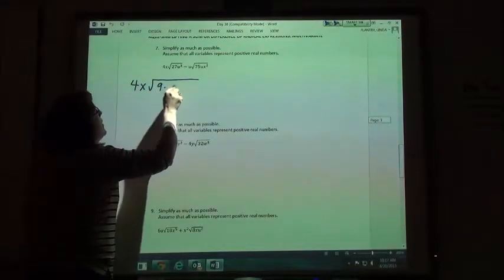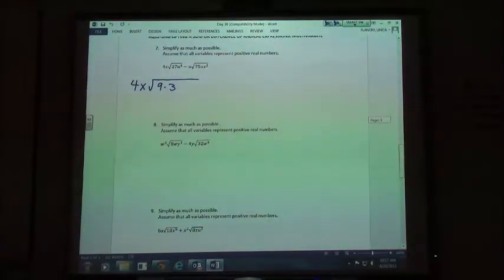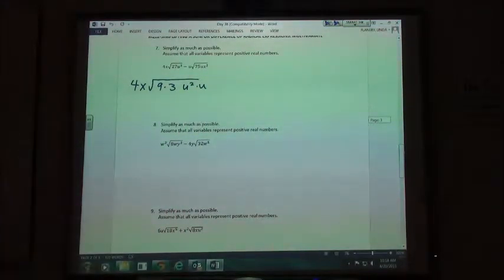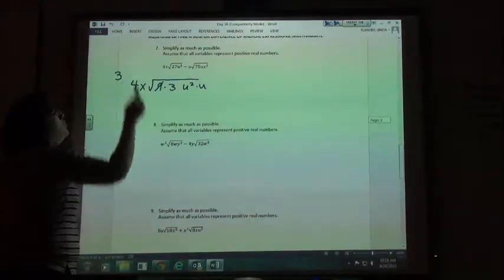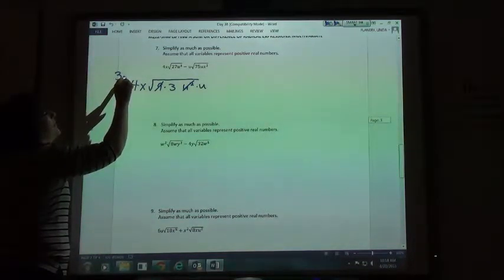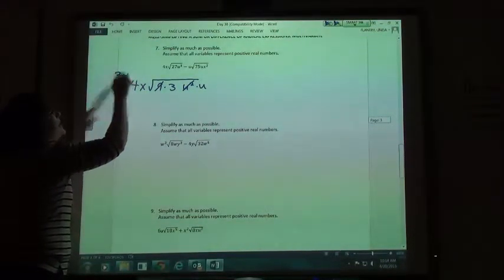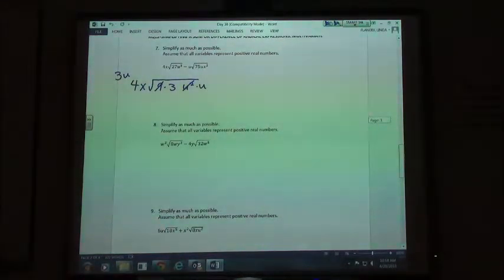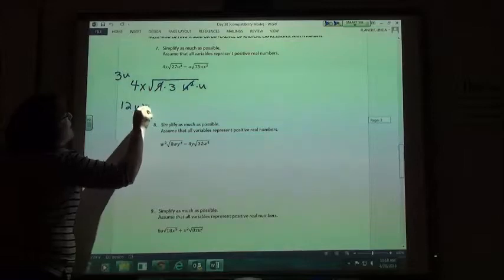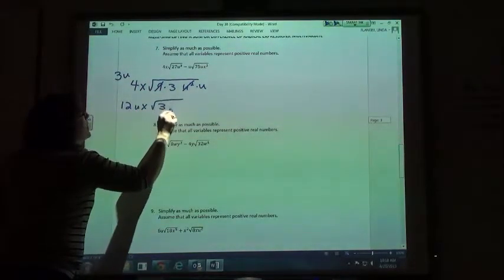9 times 3. U cubed has an odd exponent, so I'm also going to factor that. U squared times u. Now I'm going to take out my perfect squares. So, square root of 9 is 3. The square root of u squared is just a u. Half of 2 is 1, so u to the first, right? So if I take out a 3u, I'm going to multiply it by what's in front. I'm going to get 12ux square root of 3u.